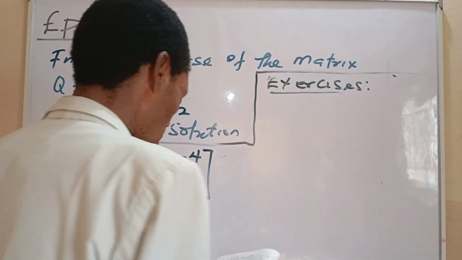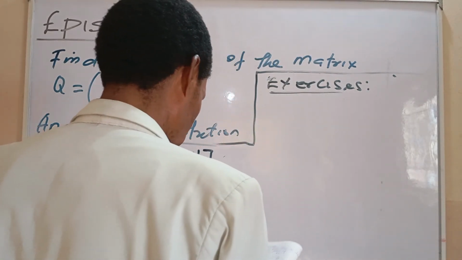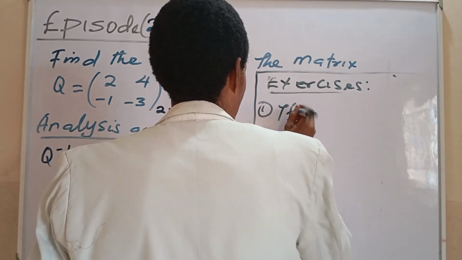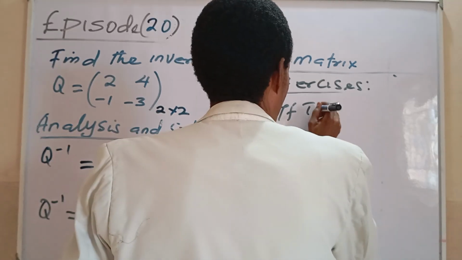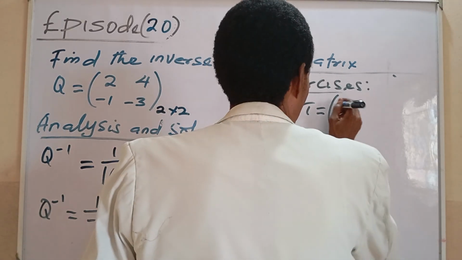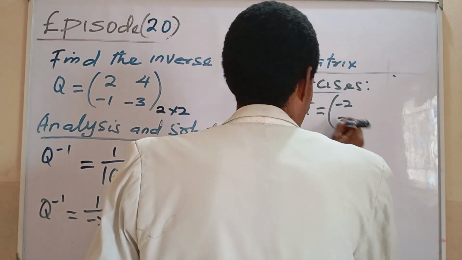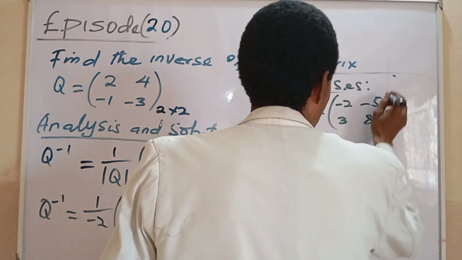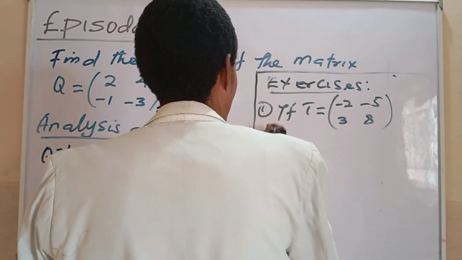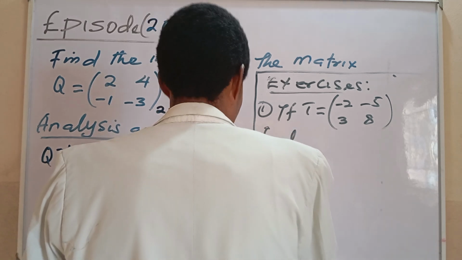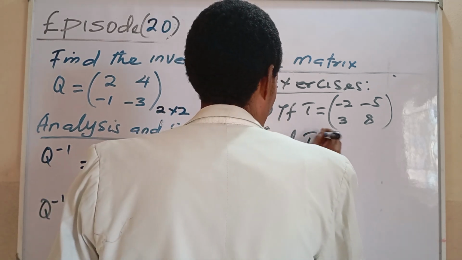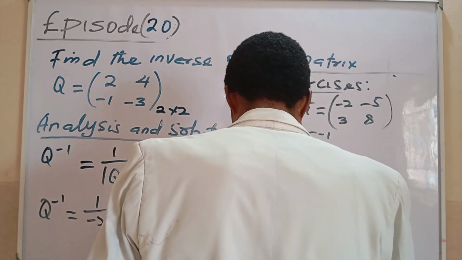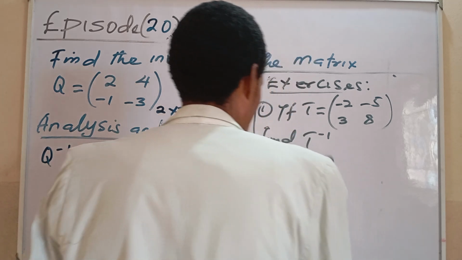Okay, so the first one, we are asked to what? The first one. So if T equals minus 2, 3, and minus 5, then 8. They say find T inverse. We're asked to find the inverse of T.